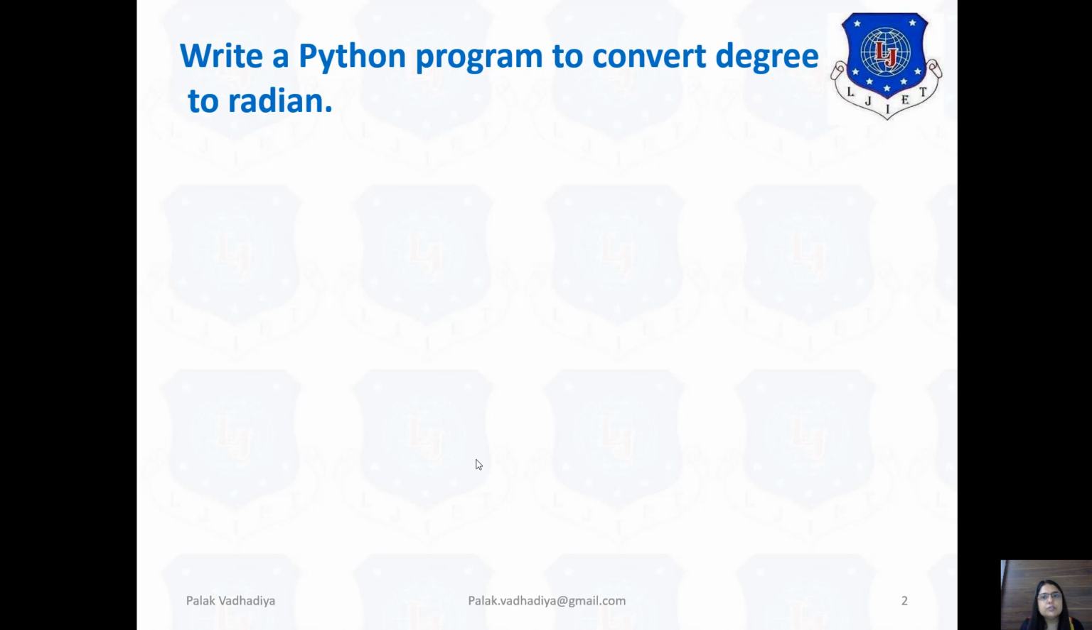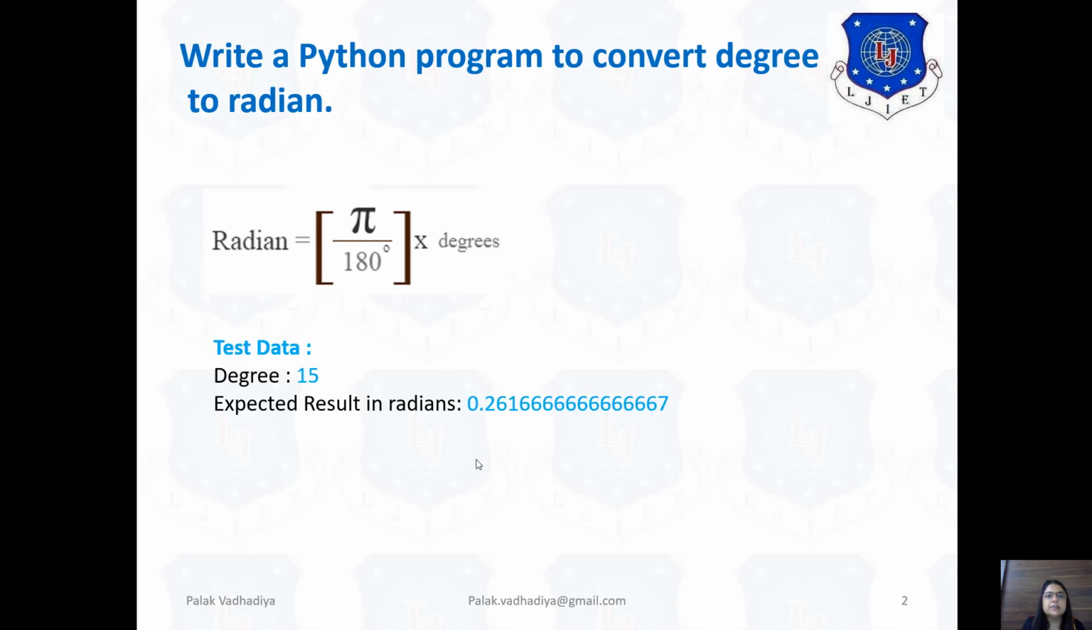So first of all we should know the equation, right? So the equation is: radian equals pi divided by 180, and then you have to multiply that with the degrees. And here some test data is given to us. That means if the user enters the degree equal to 15, then our expected result in radians is 0.26166667. Now let's write this code in PyCharm.